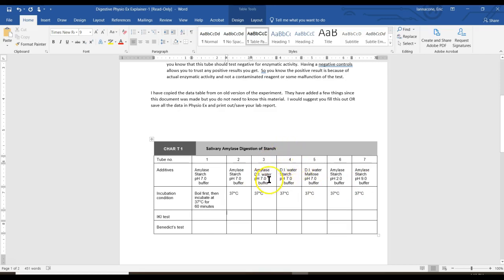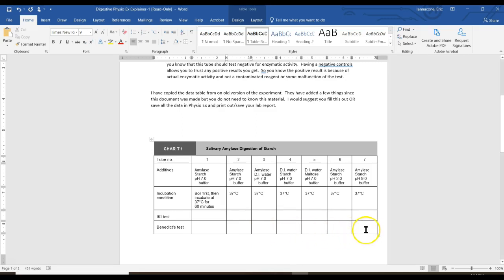these two, oh, yeah, totally ignore number 5. You'll notice there's amylase, but instead of starch, there's water. And here there's starch, but instead of amylase, there's water. These two are your negative controls. So really what we're looking for is the presence of sugar, because that means starch was digested and you went from a polysaccharide to a monosaccharide, from a starch to a sugar.